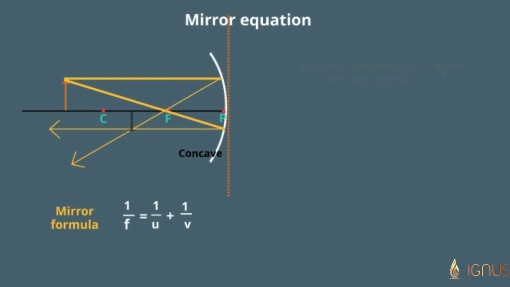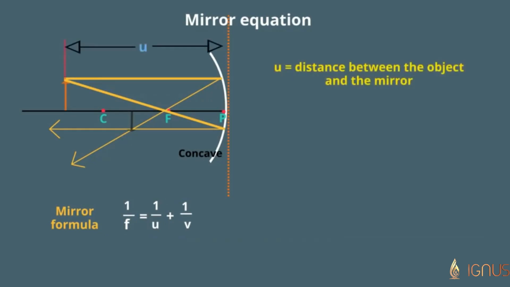What do these three letters symbolize? They are nothing but the distances between the points. To understand better, let's draw a tangent at point P like this. In this equation, u is the distance between the object and the mirror, so this distance will be u. It is the distance between the points A and P. Remember, the distance between two parallel lines will always be the same. So this distance is nothing but the distance between the points A and P.